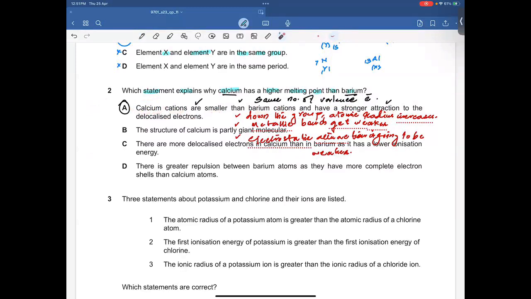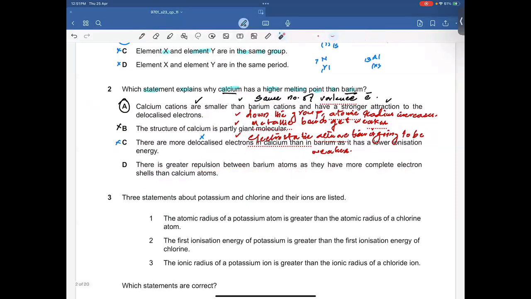The structure of calcium is partially giant molecular. No, calcium is a metal. It has giant metallic bonding, which means B is incorrect. Let's talk about C. There are more delocalized electrons. It cannot be more delocalized electrons because they have the same number of valence electrons as they are found in the same group of the periodic table. So it's incorrect again. Let's talk about option D. There is a greater repulsion between barium atoms as they have more complete electron shells than calcium. No repulsion exists between barium atoms because there is an electrostatic attraction between positively charged ions and a sea of electrons. All right. So again, this is incorrect.